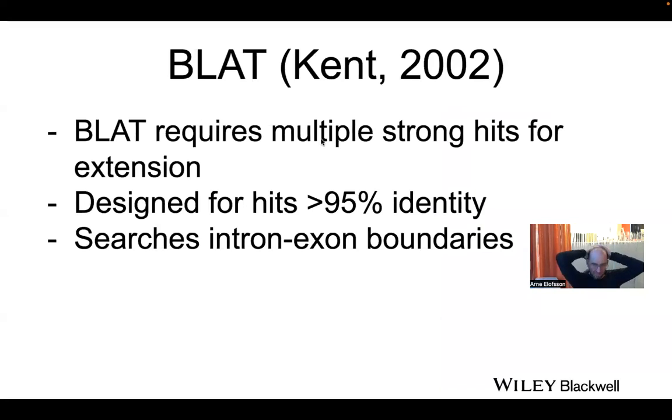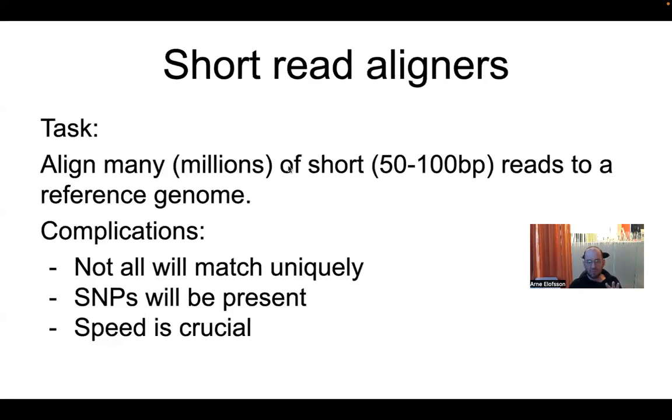One quick thing is BLAT, which is basically a modification of BLAST, but it's aimed at finding very, very similar sequences for nucleotides. Instead of requiring one hit, you want several hits in the same frame to do an extension. You have a higher cutoff for the hits compared to BLAST, and also special tricks for intron-exon boundaries. But it's basically the same idea, just optimized for other things.